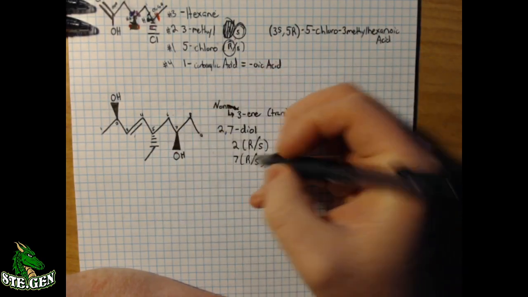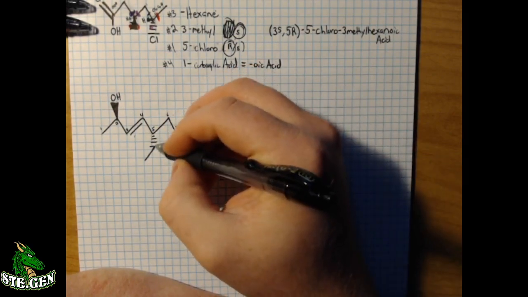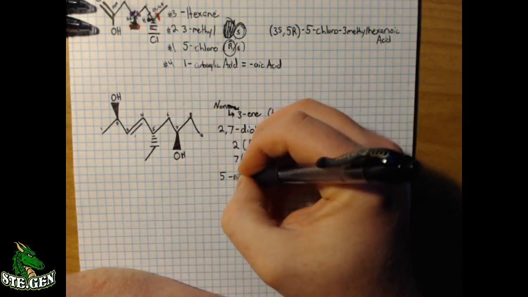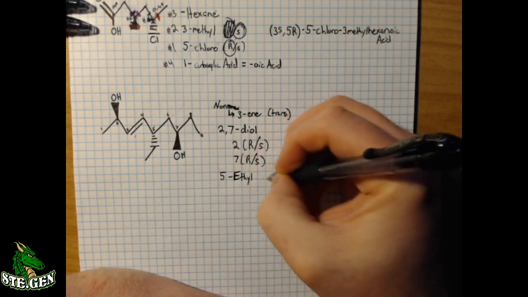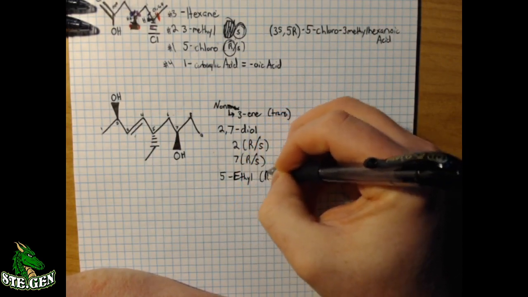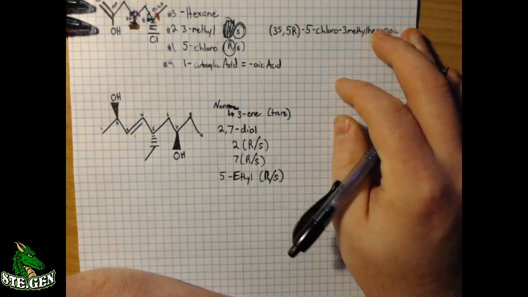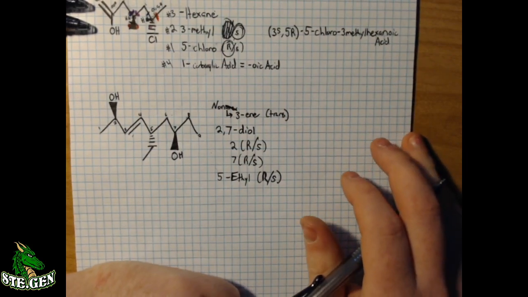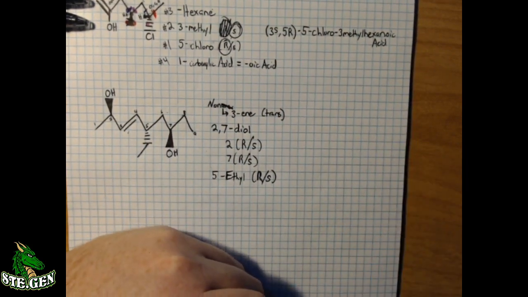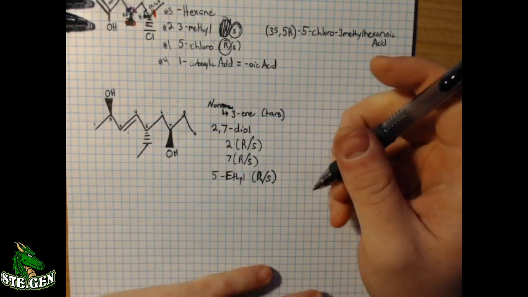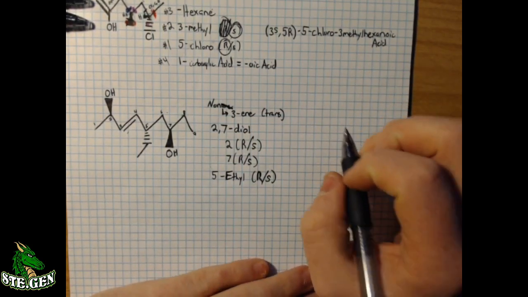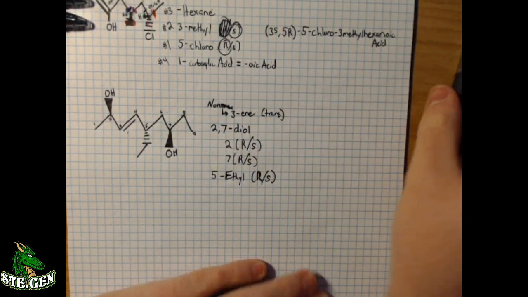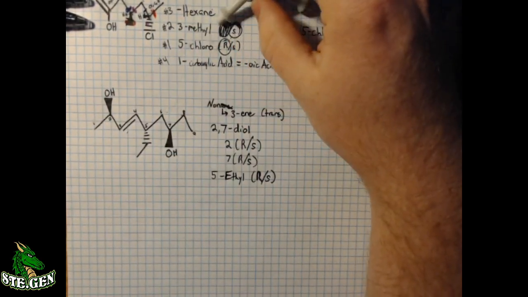And then we've also got on position 5 a methyl ethyl that we care if it is R or S. Okay, so that's a whole lot. Let's go ahead and start identifying our stereochemistry. We need to first be figuring out our R's and our S's. So I'm going to go ahead and we'll do just numerically, we'll start with number 2.